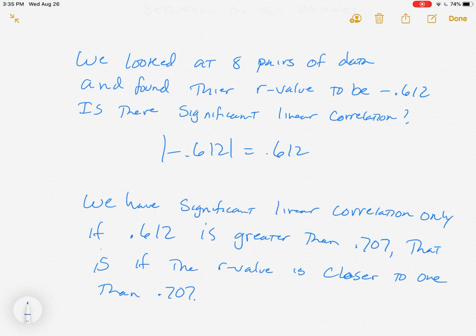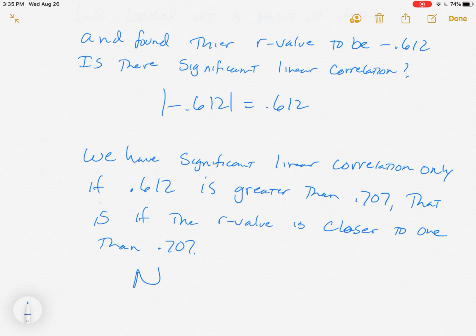If we're close to 1, how do we know if we're close to 1? If we're closer than the benchmark. Is 0.612 greater than 0.707? No. So we do not have significant linear correlation.